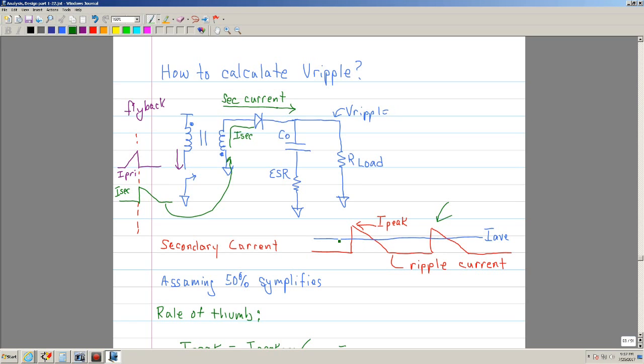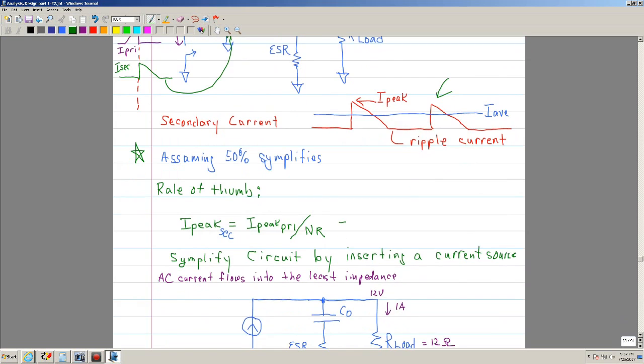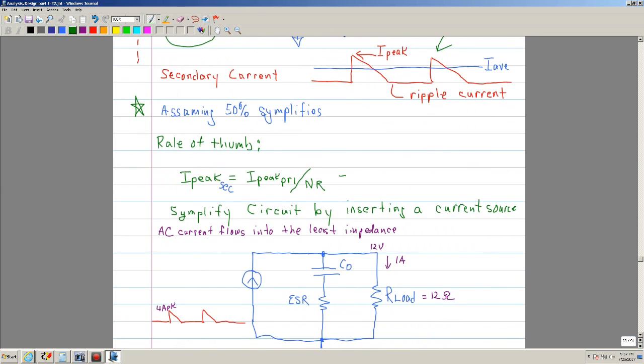Now if you take the average, there's a little bit of a relationship. Here's a big assumption, and I'm going to put a big star here: assuming that it's 50% duty cycle, then you can use a very simple formula or rule of thumb. Let me go ahead and move this. You can use this formula.